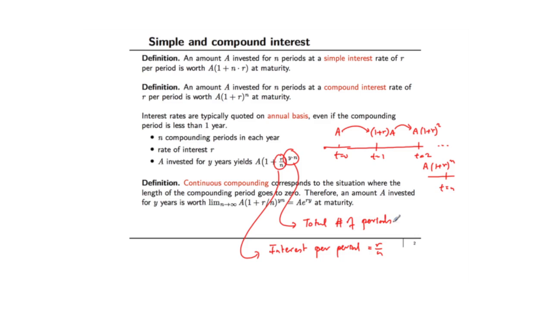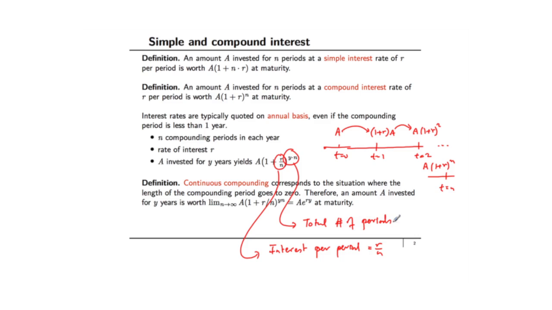Continuous compounding corresponds to the situation where the length of the compounding period goes to 0. Therefore, an amount A invested for Y years is now going to be worth the limit, as the number of periods n goes to infinity, of A times 1 plus R over n raised to the power Yn. And if you take the limit of n going to infinity, that expression solves as A times e raised to the power RY at maturity.